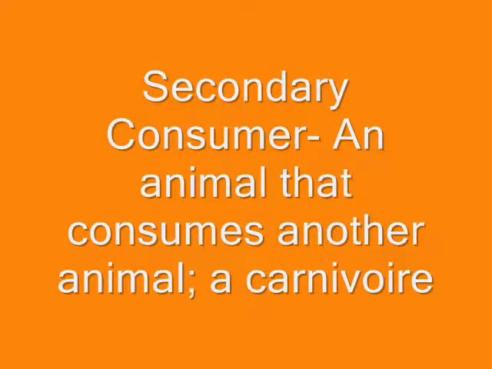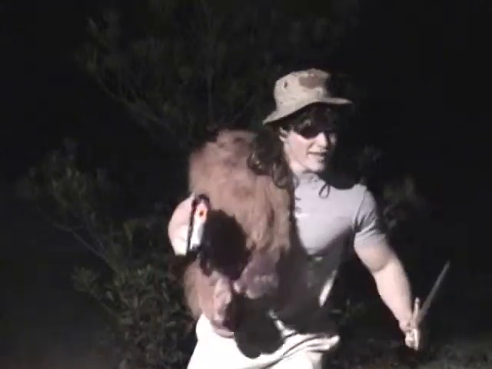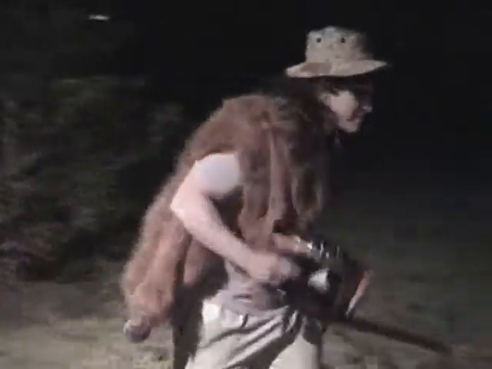This ape right here is called a primary consumer, where it eats producers. This poacher is an example of a secondary consumer, which eats other consumers. I'm gonna get me another monkey.